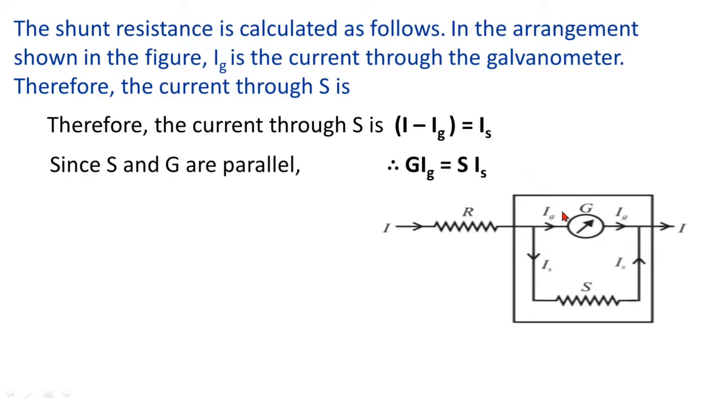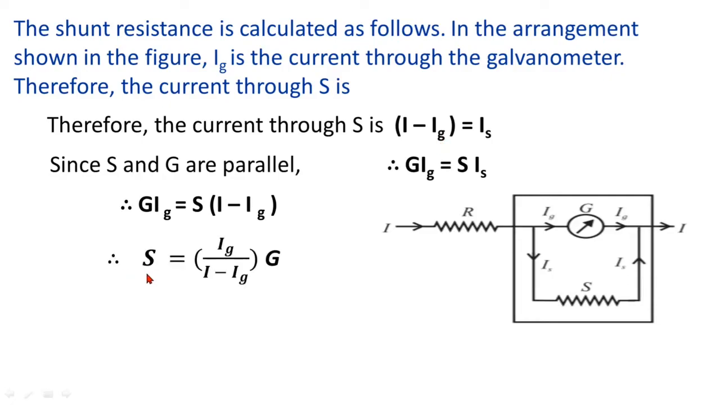Since S and G are in parallel, we can write G Ig is equal to S Is. That means whatever may be the potential difference across the galvanometer, the same potential difference is across the shunt resistance. Therefore, G Ig is equal to S into (I minus Ig), as Is is equal to I minus Ig. Rearranging the equation for S, S is equal to Ig upon (I minus Ig) into G.